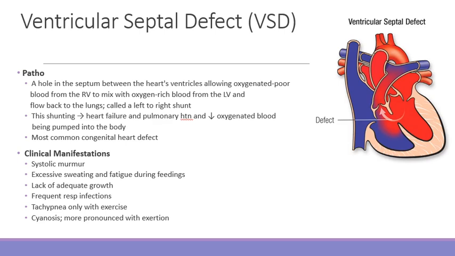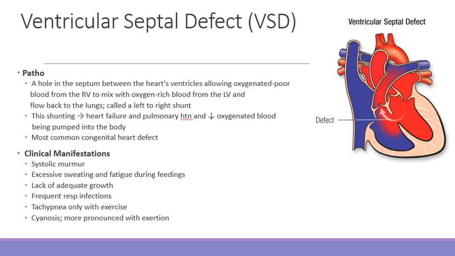So we always want to think about our interrelated concepts. Nutrition is a big interrelated concept for these. Because of that, they're going to have a lack of growth. They can have inadequate growth, so they'll be behind. They could have frequent respiratory infections.